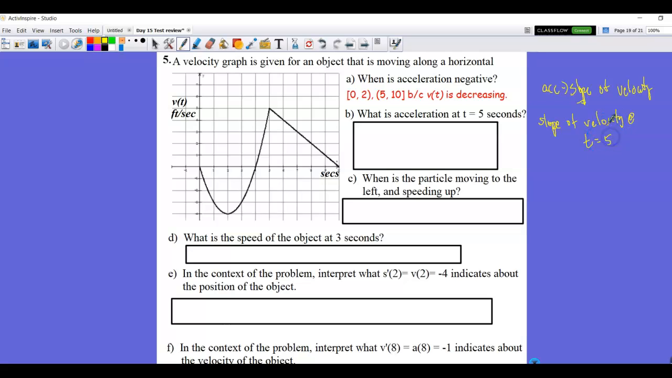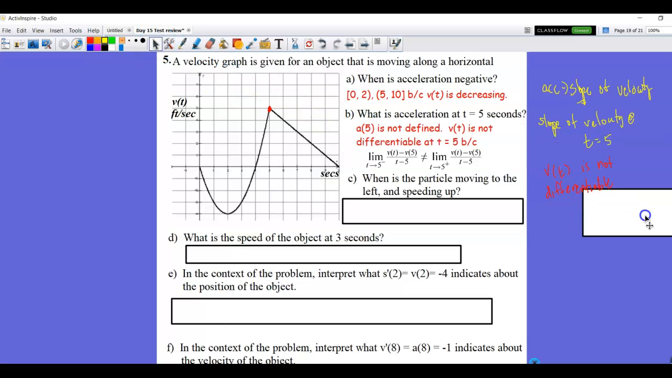If you don't do the brain work over here on the side, you're likely going to make a mistake. Acceleration at 5 seconds. So I'm going to come over here to my graph. I'm going to go to 5 and whoa. I noticed that at t equal to 5 seconds, v of t is not differentiable, because the left and right derivatives do not agree with each other. So we cannot determine the acceleration at t equal to 5 seconds because there is no derivative at that time.